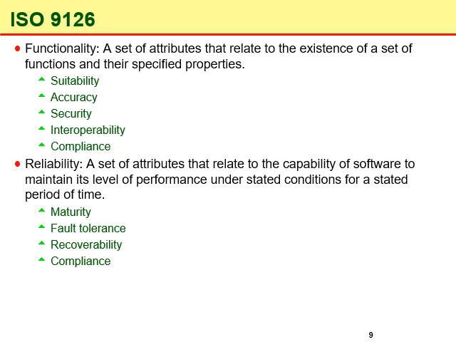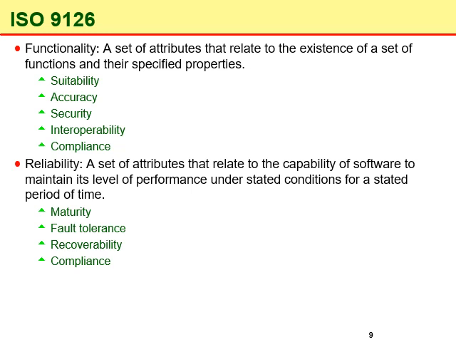So, by maturity, we mean the attribute of software that relates to the frequency of failure in the software system. And fault tolerance refers to the attributes of software that relate to its ability to maintain a specified level of performance in case of software faults or in case of any problems in the software system.